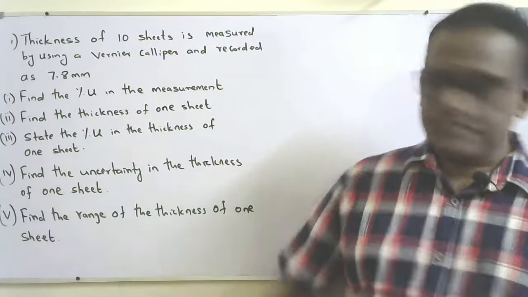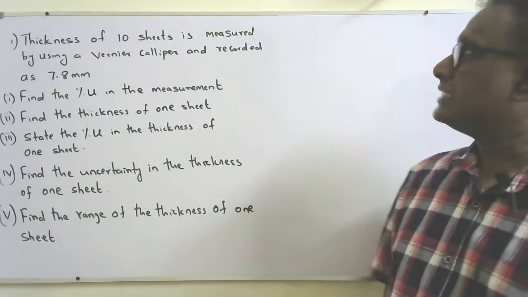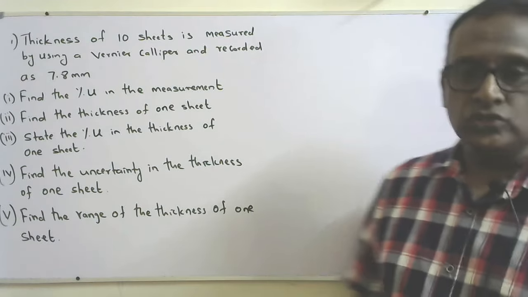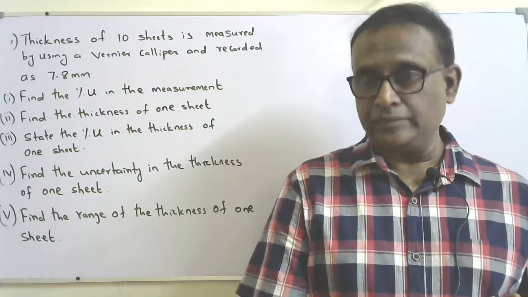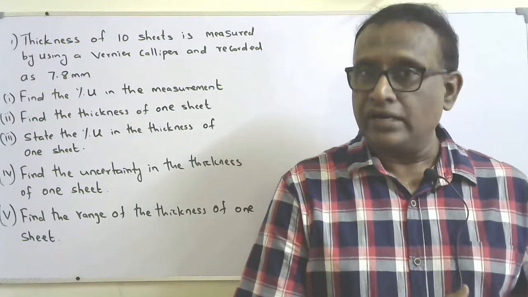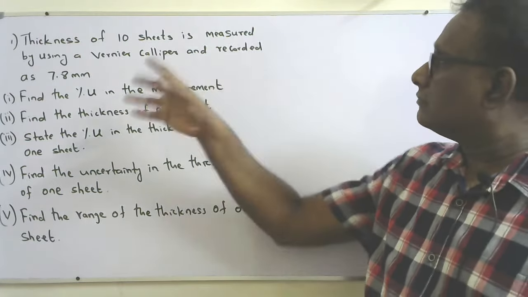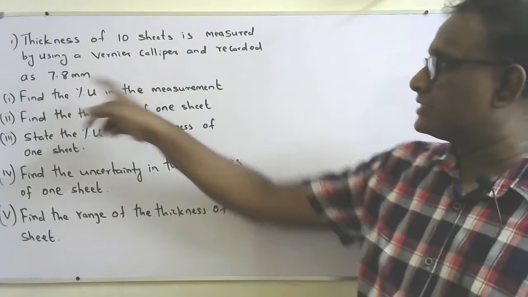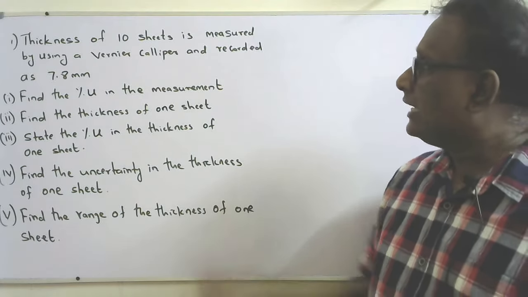Okay, so first, a simple question I wrote. The thickness of 10 sheets is measured by using a vernier caliper. You know the precision of a vernier caliper is 0.1 millimeter, so the uncertainty in the measurement will be 0.05 millimeter. The total thickness of 10 sheets is recorded as 7.8 millimeter. Find the percentage uncertainty in the measurement.